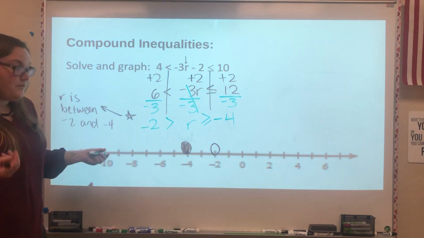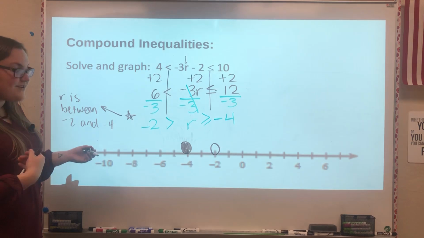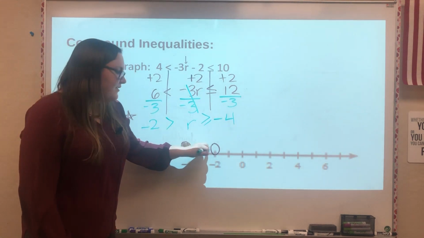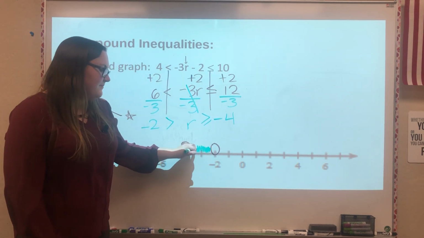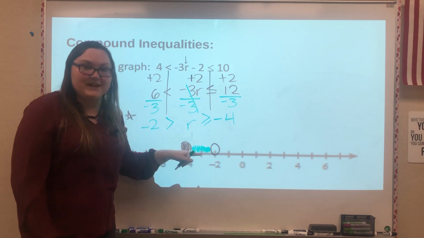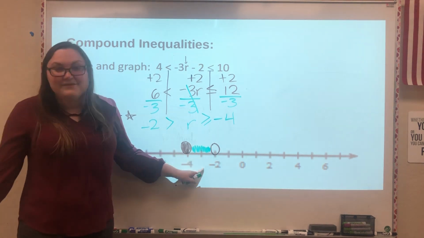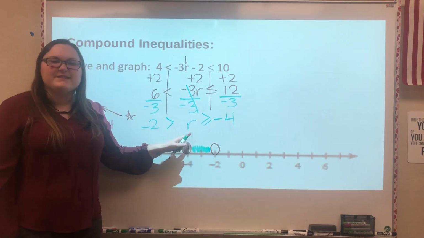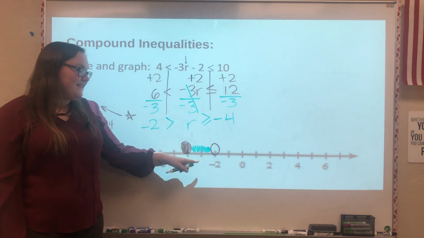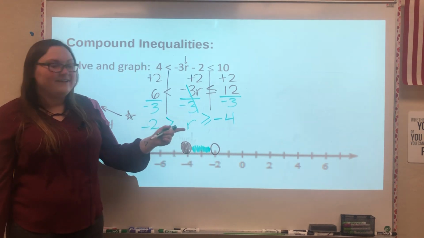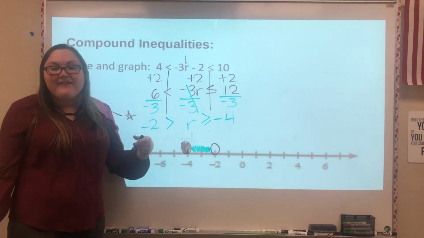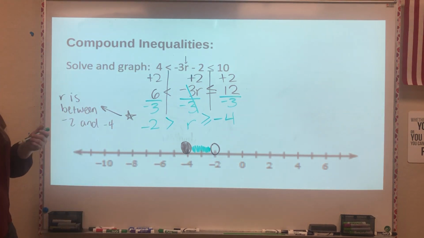Our number line, what we're graphing right now, is showing all the numbers r can be. So I'm going to show that r can be any number between -2 and -4 by shading in between -2 and -4. So that's showing that r can be -3. But also remember there's decimals and fractions between those. So r could be like -3.3 or -3.5. There are all those numbers in between -2 and -4.